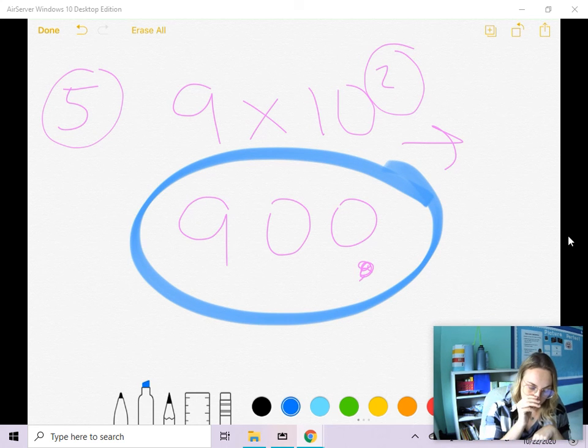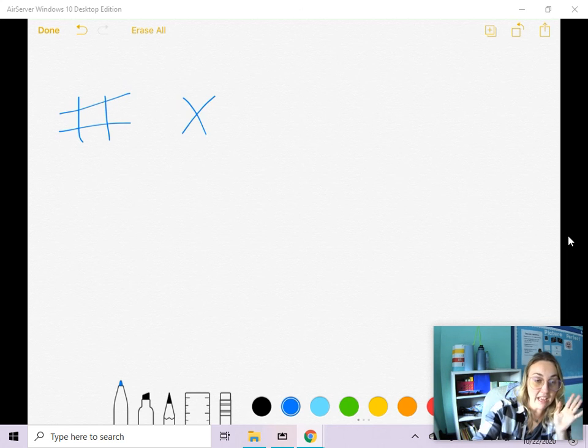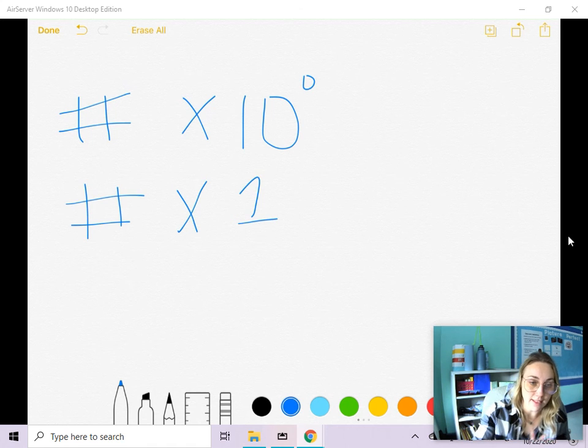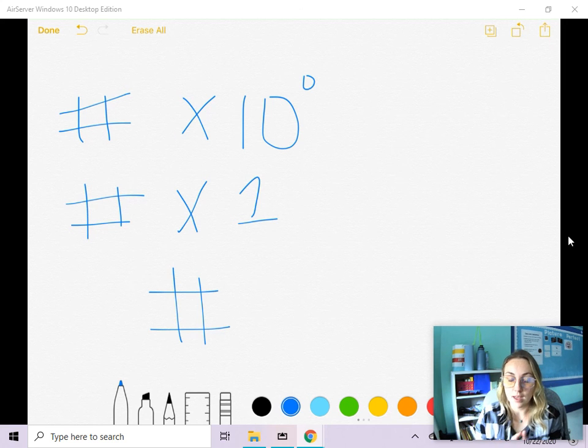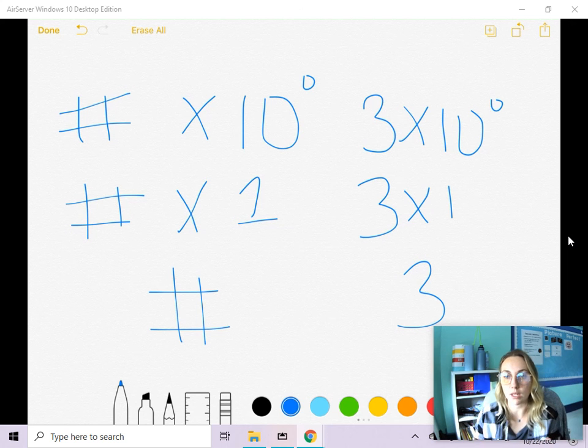Yay. The last thing I want to mention to y'all is if you see a problem where there's a number and we're going to multiply that number by 10 to the 0th power, there are a few ways you can think about this. The first way is, if you remember, anything to the 0th power is always equal to 1. So this would be that number multiplied by 1, and it's going to be itself. For example, if you had 3 times 10 to the 0th power, that's the same as 3 times 1, so the answer is going to be 3.